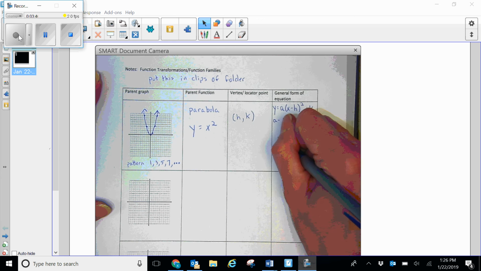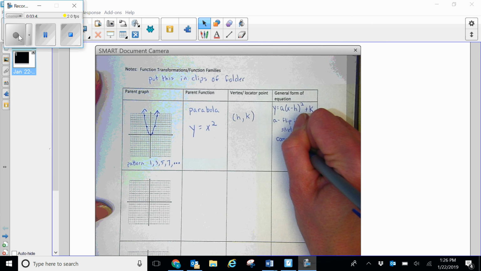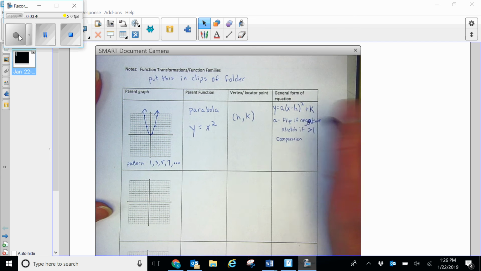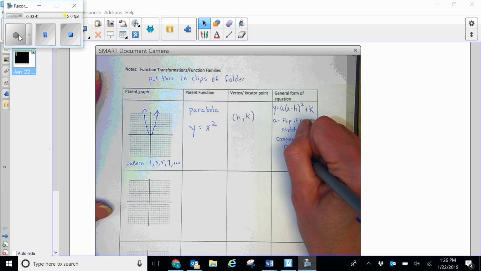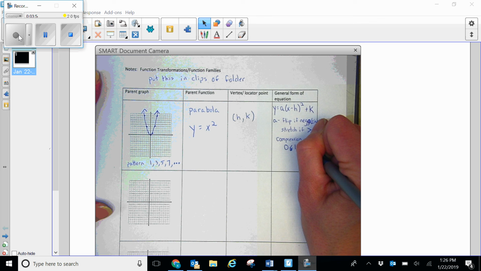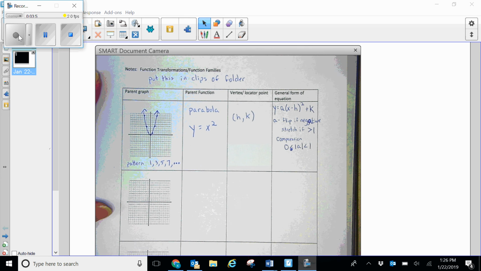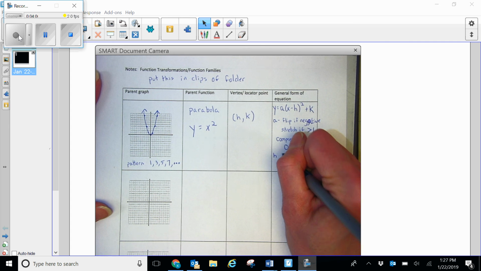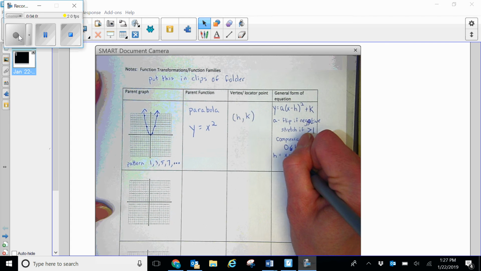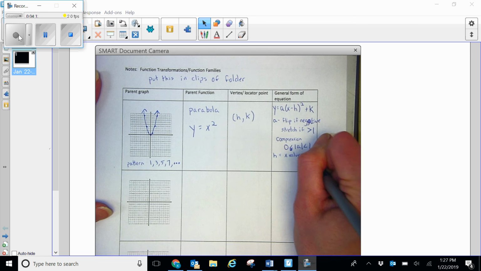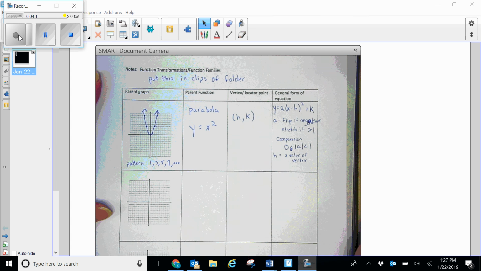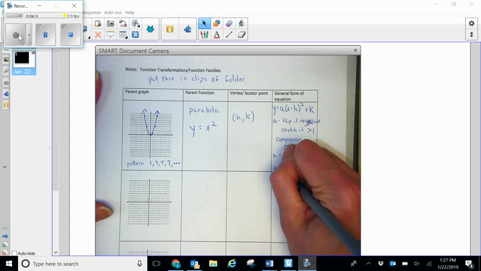And the same thing with compression, but with compression the absolute value needs to be between 0 and 1. So we'll say 0 is less than the absolute value of a, which is less than 1. If a is 1, there's no stretch or compression, and if a is 0, you just don't even have a parabola. It's all gone. All right, h is the x value of our vertex. In other words, it moves it left or right because the x-axis goes left to right. And k is the y value of the vertex.